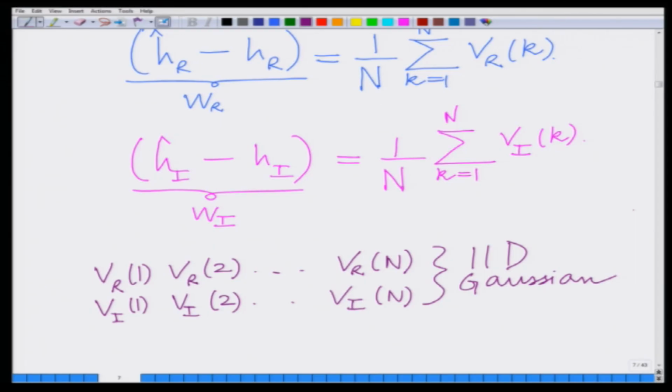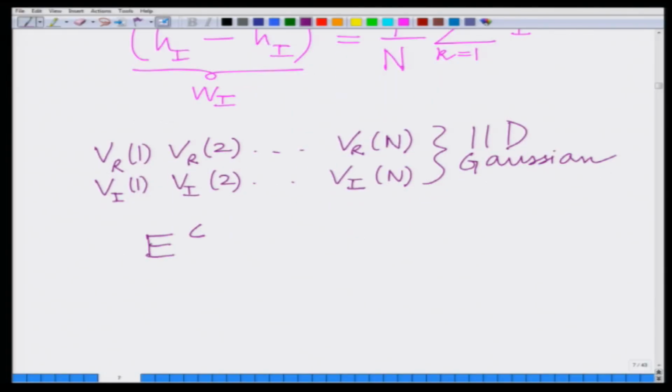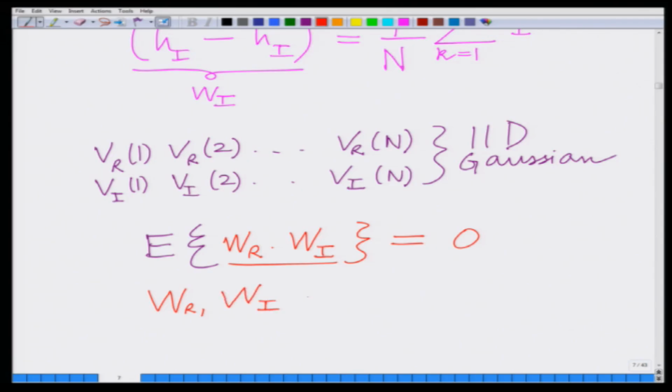And therefore now if you look at the correlation between the errors on the real and imaginary parts, that are wR and wI, wR depends only on the real components of the noise, wI depends only on the imaginary components of the noise, therefore the correlation between the errors of the real part and the imaginary part is 0, and that is an important property, that is expected value of wR times wI equals 0. Further, these are Gaussian, which means it also follows that wR, wI are independent, and this is a very subtle property, but a very important property.